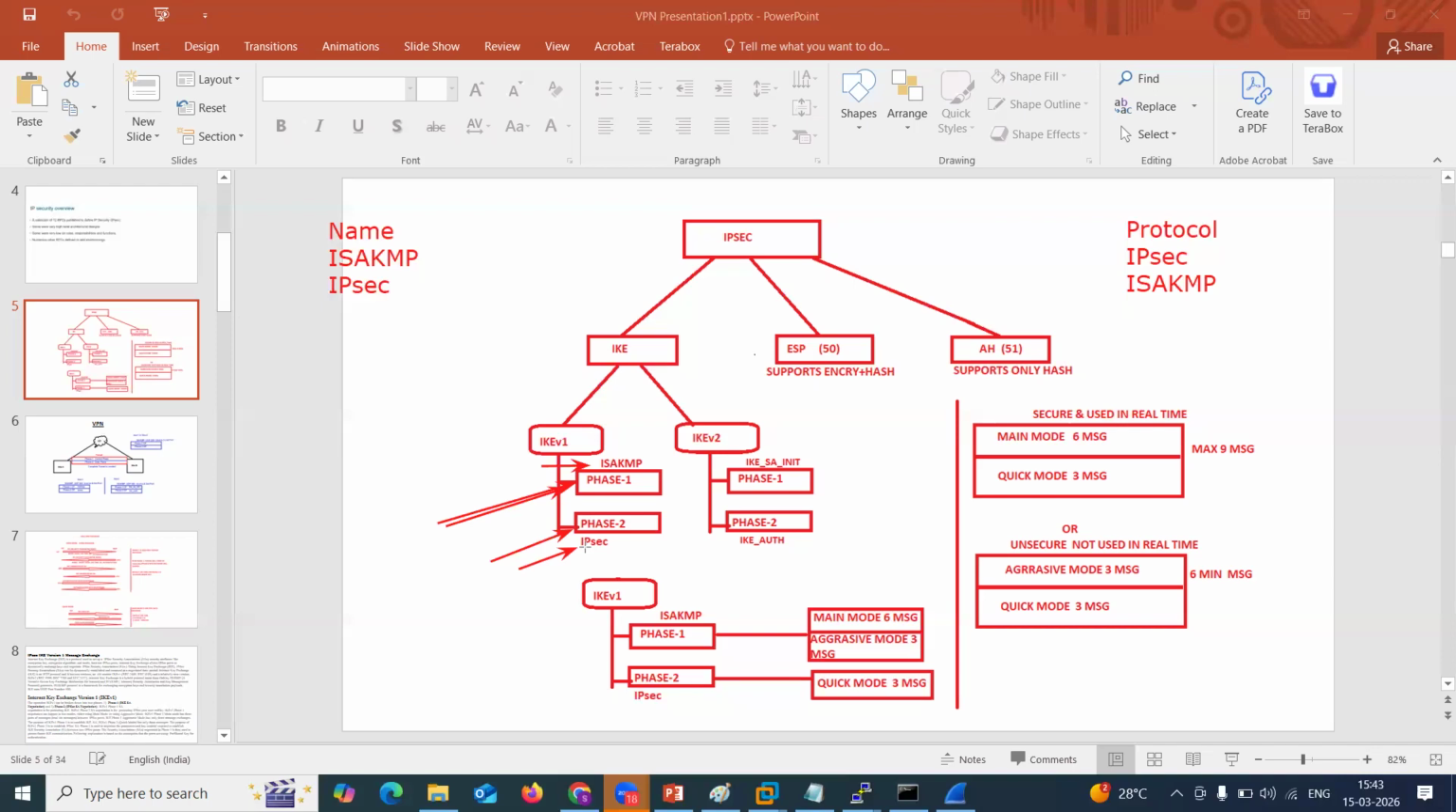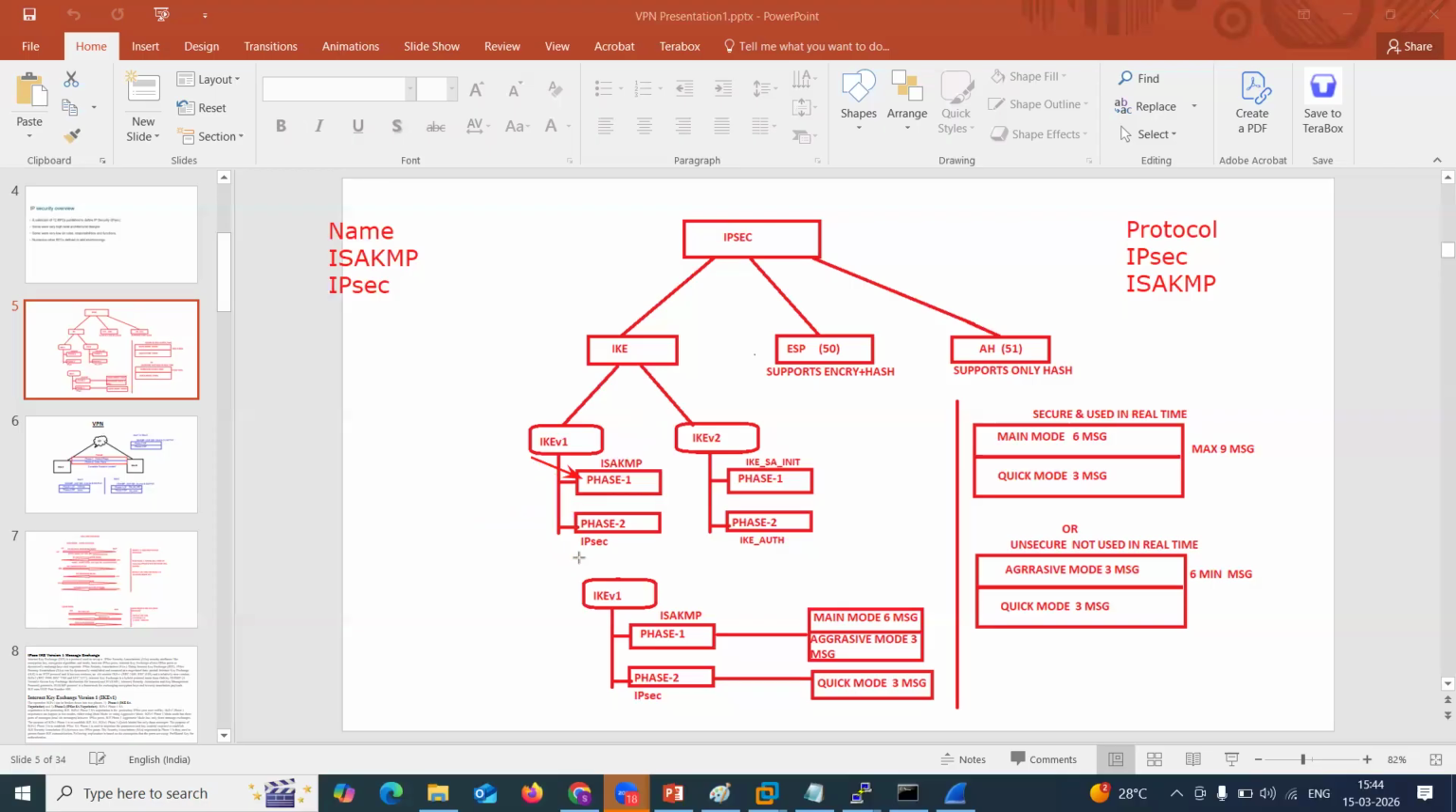But what I told, this is not the case. This is what you have to clarify. You have to understand, this is not the case. If I ask you, hey, tell me what is the name of IKEv1 phase 1, then you have to say the name is ISAKMP. What is the name of IKEv1 phase 2? Name is IPsec, not a protocol. This is not a protocol. I'm asking about a name.